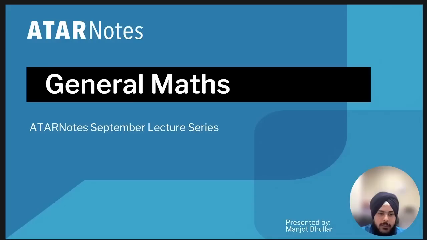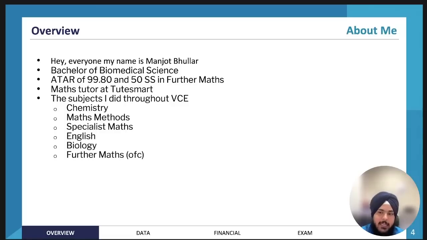Okay, let's get started with the lecture. We have a lot to go through today. Like I said, my name is Manjot, and I will be taking this lecture today. To briefly introduce myself, I graduated recently with an ATAR of 99.80 and a 50 study score in further maths. I'm currently studying a Bachelor of Biomedical Science at Monash. The subjects that I did throughout VCE were chemistry, maths methods, specialist maths, English, biology, and further maths.